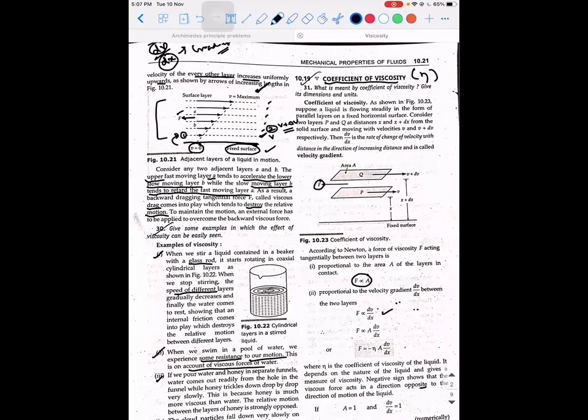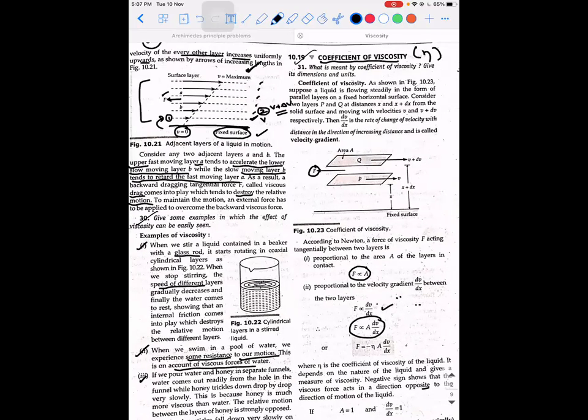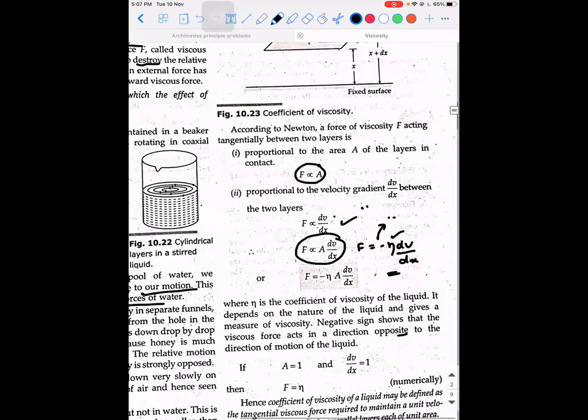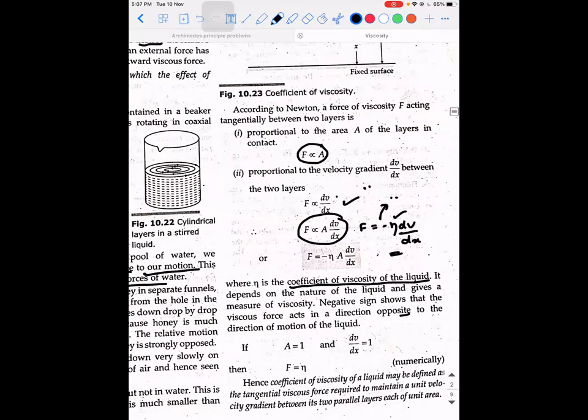So when you combine both, force is directly proportional to A into dv by dx. When you remove the proportionality symbol, the constant that we introduce gives F is equal to minus neta into A into dv by dx. This neta is called the coefficient of viscosity, and the negative sign indicates that it is a resistive force. Neta depends on the nature of the liquid and gives a measure of viscosity.